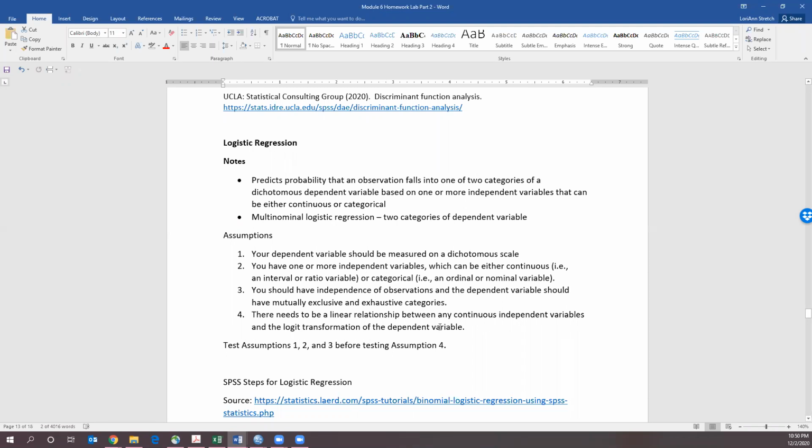You need to have independence so that they are explaining their own portion of the variance of the odds. And there needs, of course, to be a linear relationship. You need to test these first three assumptions before you test the fourth, because if any of these three don't exist, you can't even bother with the fourth.